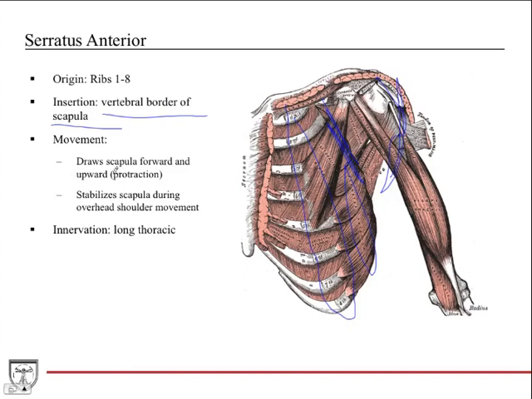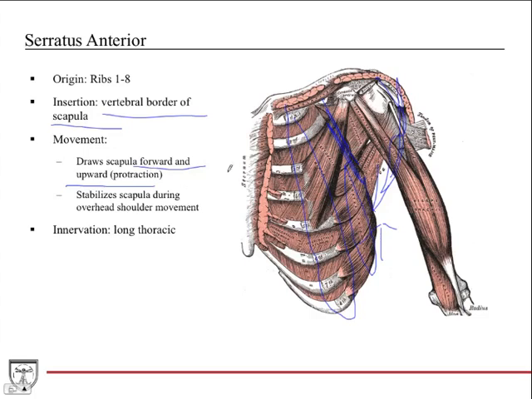And what it does is it contracts. So you think about it, it's originating from the anterior portion of the rib cage, and then it's attaching to the medial aspect of the scapula. And when it contracts, it shortens, it pulls. So it's going to pull on the scapula and pull it forward. It's pulling from an anterior origin. So it's going to pull the scapula forward and upward, which is called protraction.